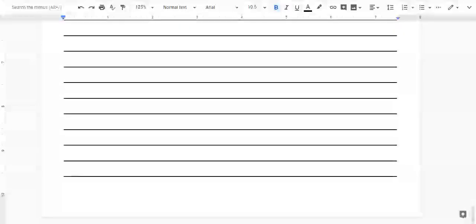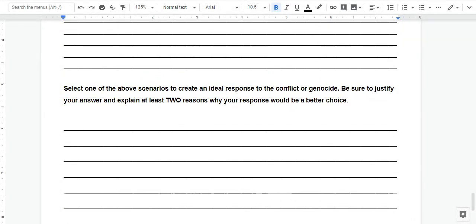So I want you to go for that here. So be sure to justify your answer and explain at least 2 reasons why your response would be a better choice. So it's a comparison. So if you're saying they should have used sanctions instead of mediation, sanctions is a better choice because, or however you're arguing. All right, good luck and make sure you ask questions.